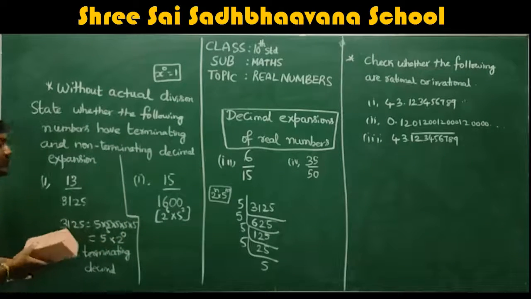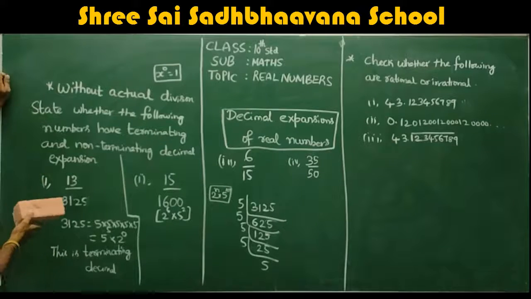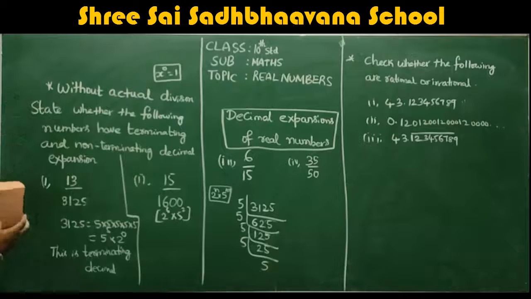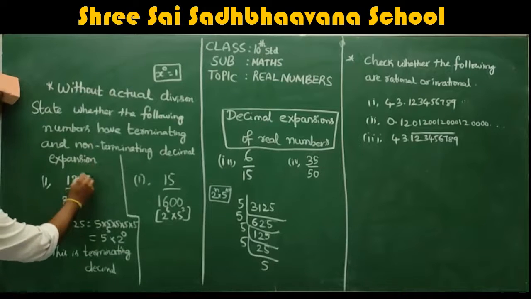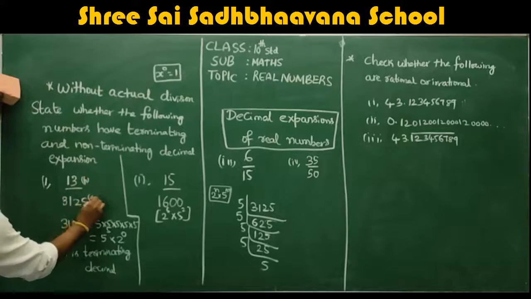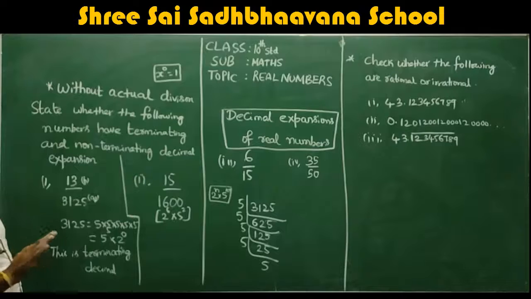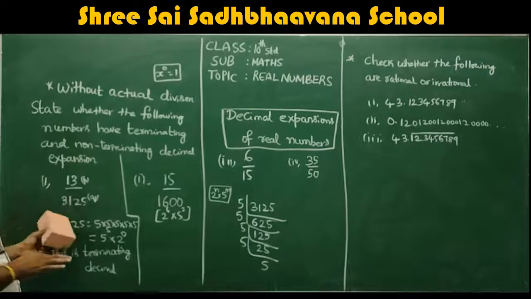Okay, I'll just repeat once again. We have taken 13, the sum is 13 divided by 3125. So 3125 is the denominator, right? If you consider this as P, this will be Q. So Q is the denominator here. As I told you, we are not going to do anything with the numerator. Don't even look at the numerator. We don't want the numerator here. We just take the denominator.